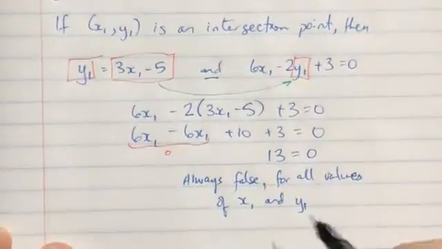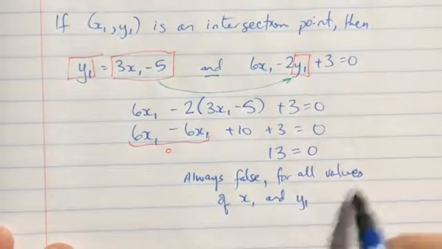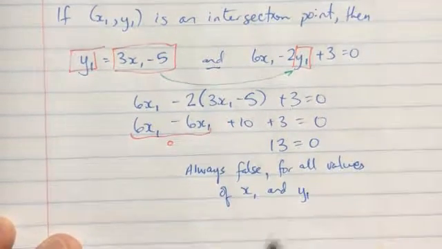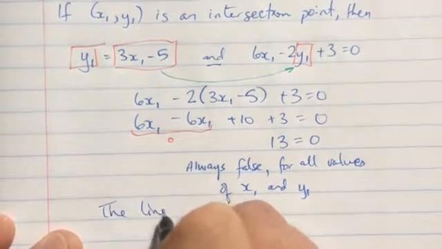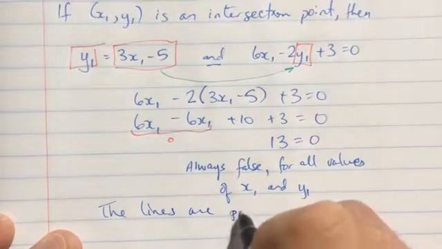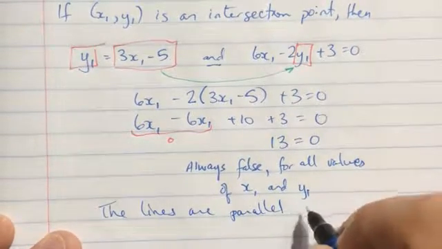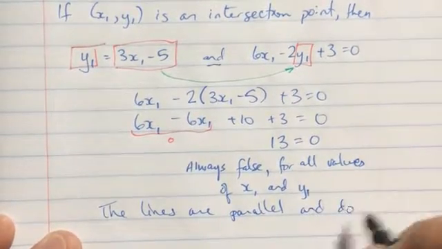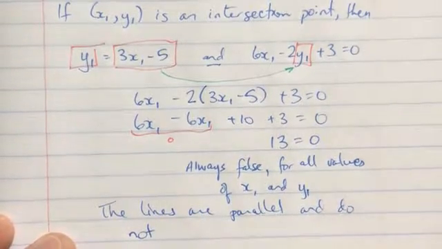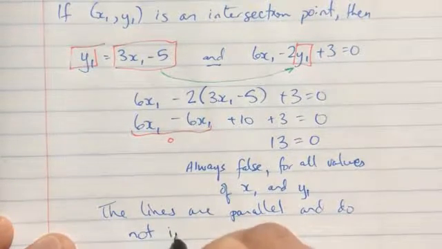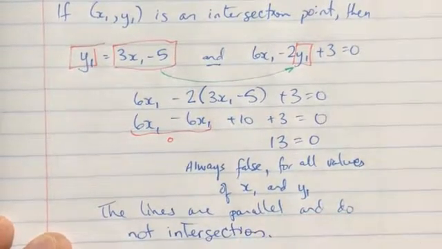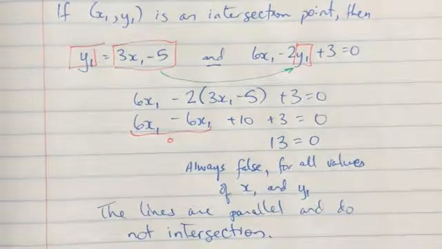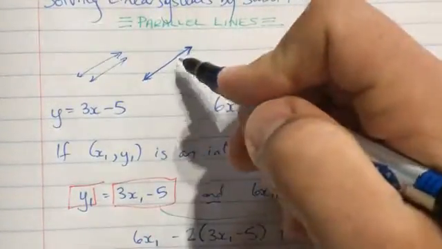That's how it works. And this statement here, this is me explaining. You don't always have to write something like this, but what you should instead write is something like the lines are parallel and do not intersect, or perhaps the lines are parallel and distinct, or there is no intersection point. Any of those things, just to explain what the result is. Okay, well, spoiler alert, we're going to look at this other option here.